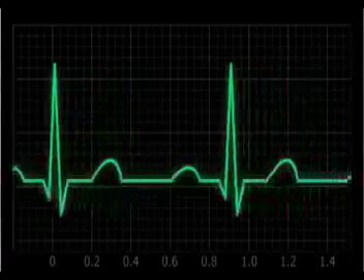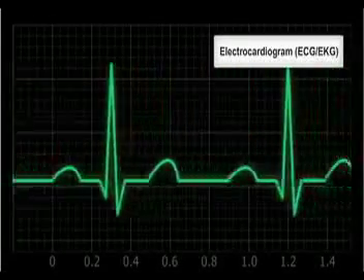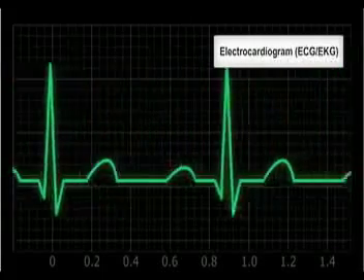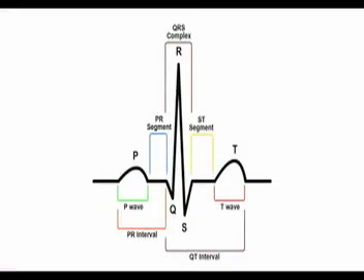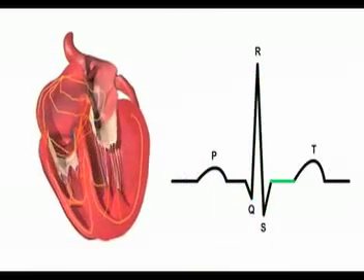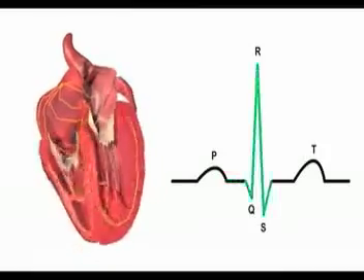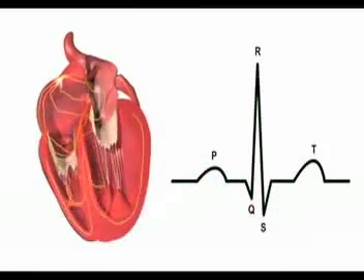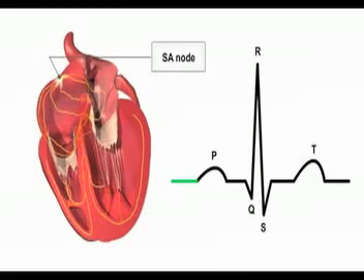This recording is known as an electrocardiogram, or ECG, sometimes referred to as an EKG, a tracing of the overall electrical activity of the heart. Let's look at what happens during a single beat of the heart and how these events are depicted on an ECG. In a normal heart, each beat begins in the right atrium with an action potential signal from the sinoatrial, or SA node, the heart's natural pacemaker.